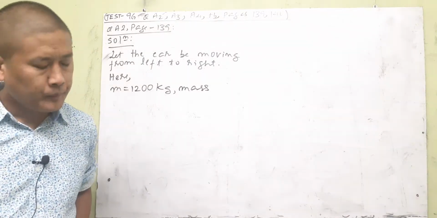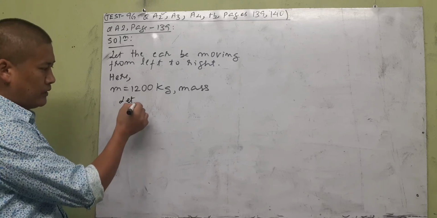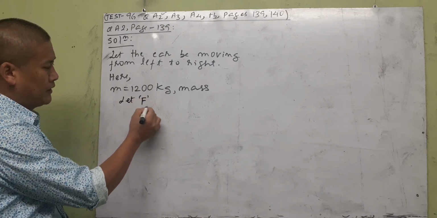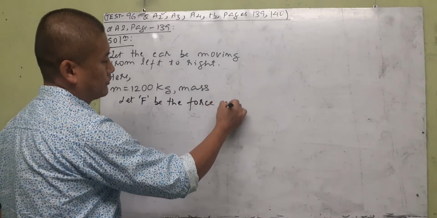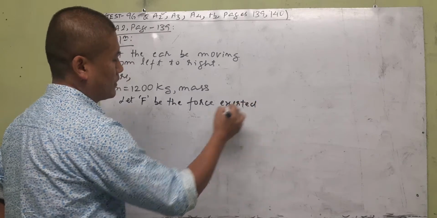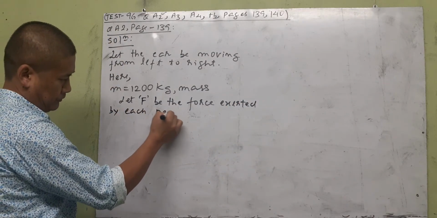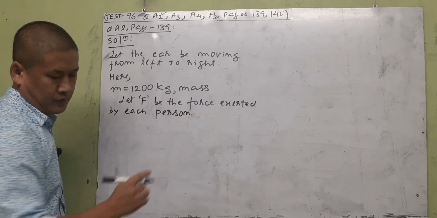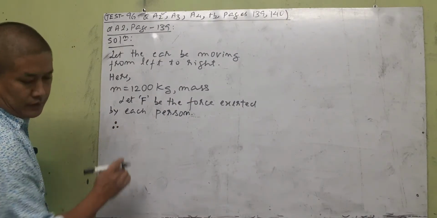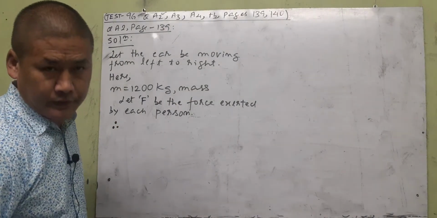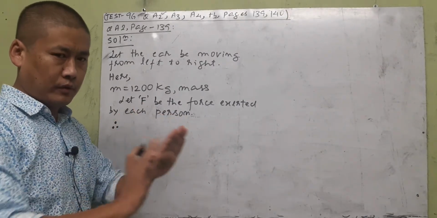Then here, the question says three persons are pushing and each person pushes with the same force. So we can just use, let F be the force exerted by each person, right? Common sense tells us, the last sentence in the bracket says each of these three persons are pushing with the same effort, meaning the same force.